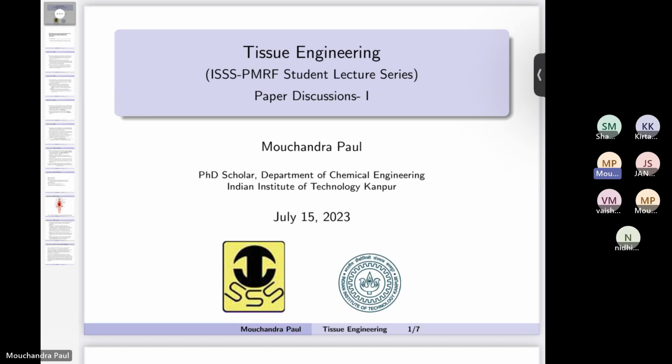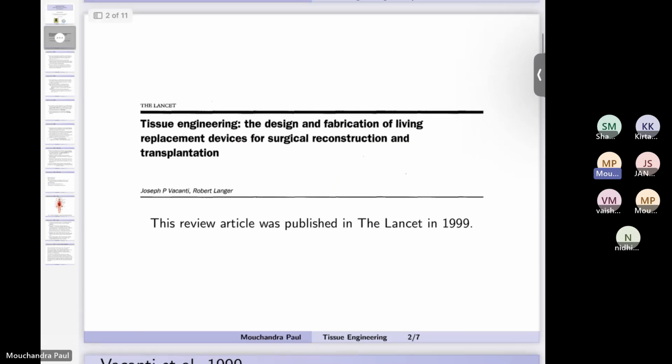So I gave you guys one review article. This review article was published in the Lancet in 1999. If you guys are not aware, Lancet is the most cited journal in the world. And the paper of this journal has a really great impact, even at that time, 1999.